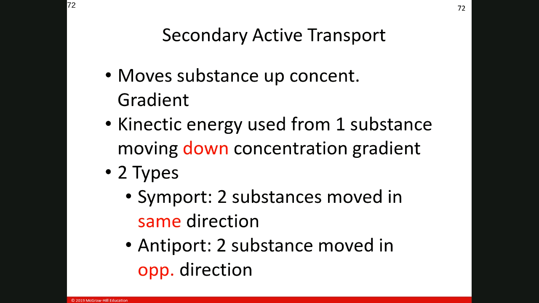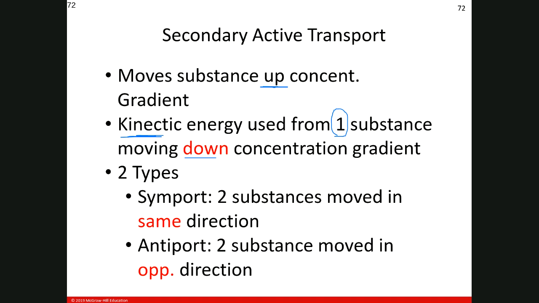Secondary active transport is another type of active transport, so the same rules apply. We're going to move a substance up the concentration gradient. Now keep this in mind: when a molecule is in motion, it's in motion because of kinetic energy. When it's moving around, kinetic energy is being generated, but it's also being used to actually move something around. This concept plays a role here. The kinetic energy from the movement of one substance down its concentration gradient is going to allow the movement of a second substance.